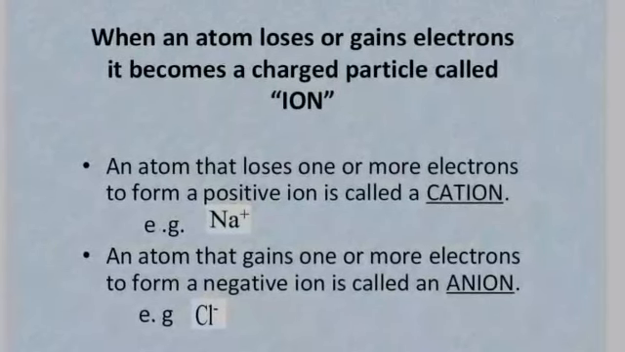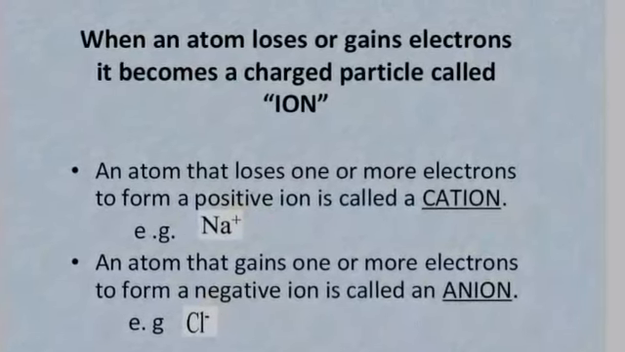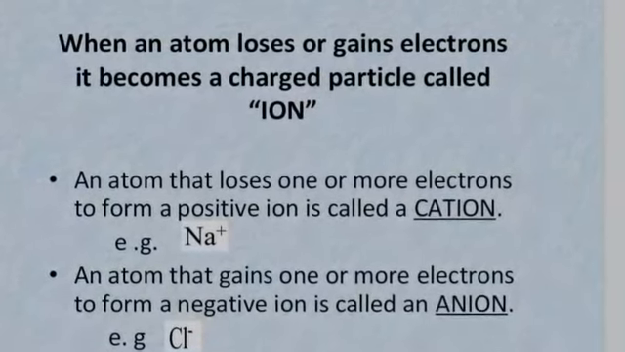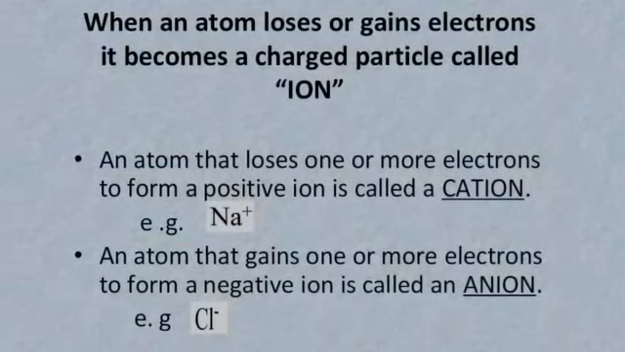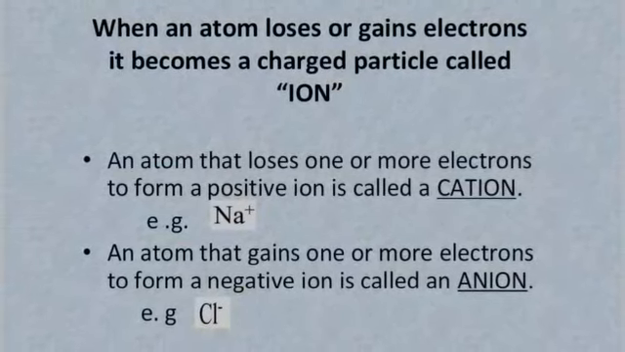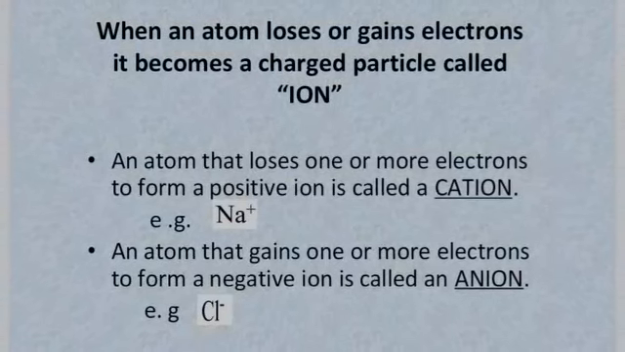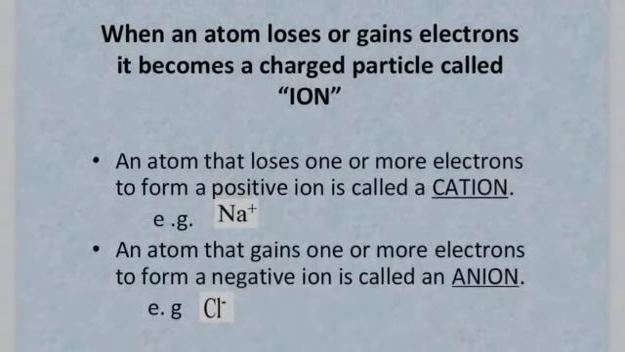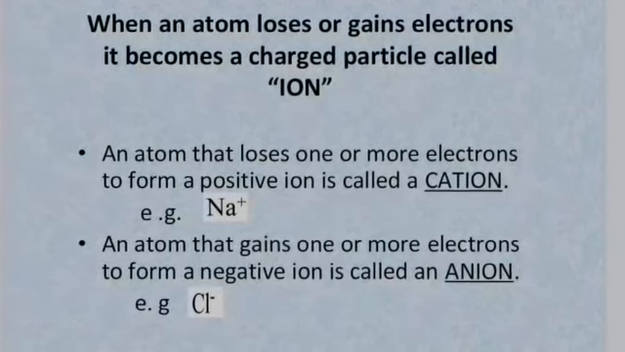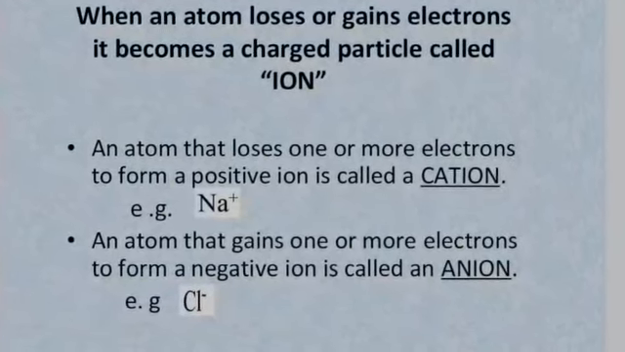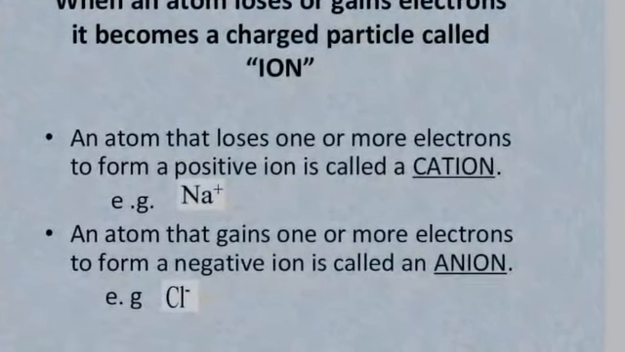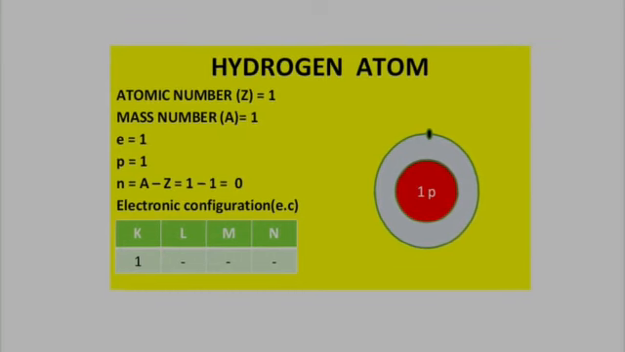When an atom loses or gains electrons, it becomes a charged particle called an ion. An atom that loses one or more electrons to form a positive ion is called a cation. For example, sodium ion. And when an atom gains one or more electrons, it forms a negative ion called an anion. For example, chlorine ion.